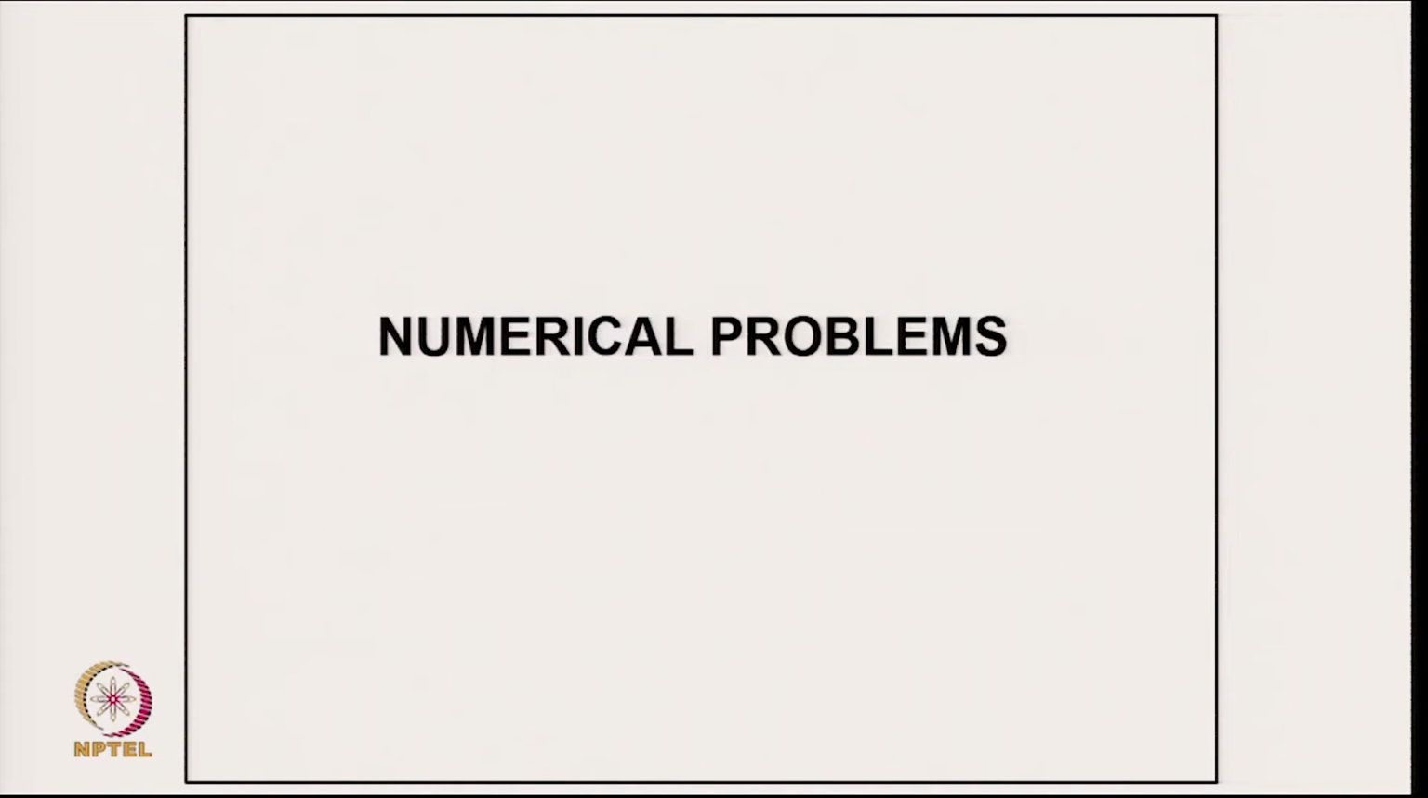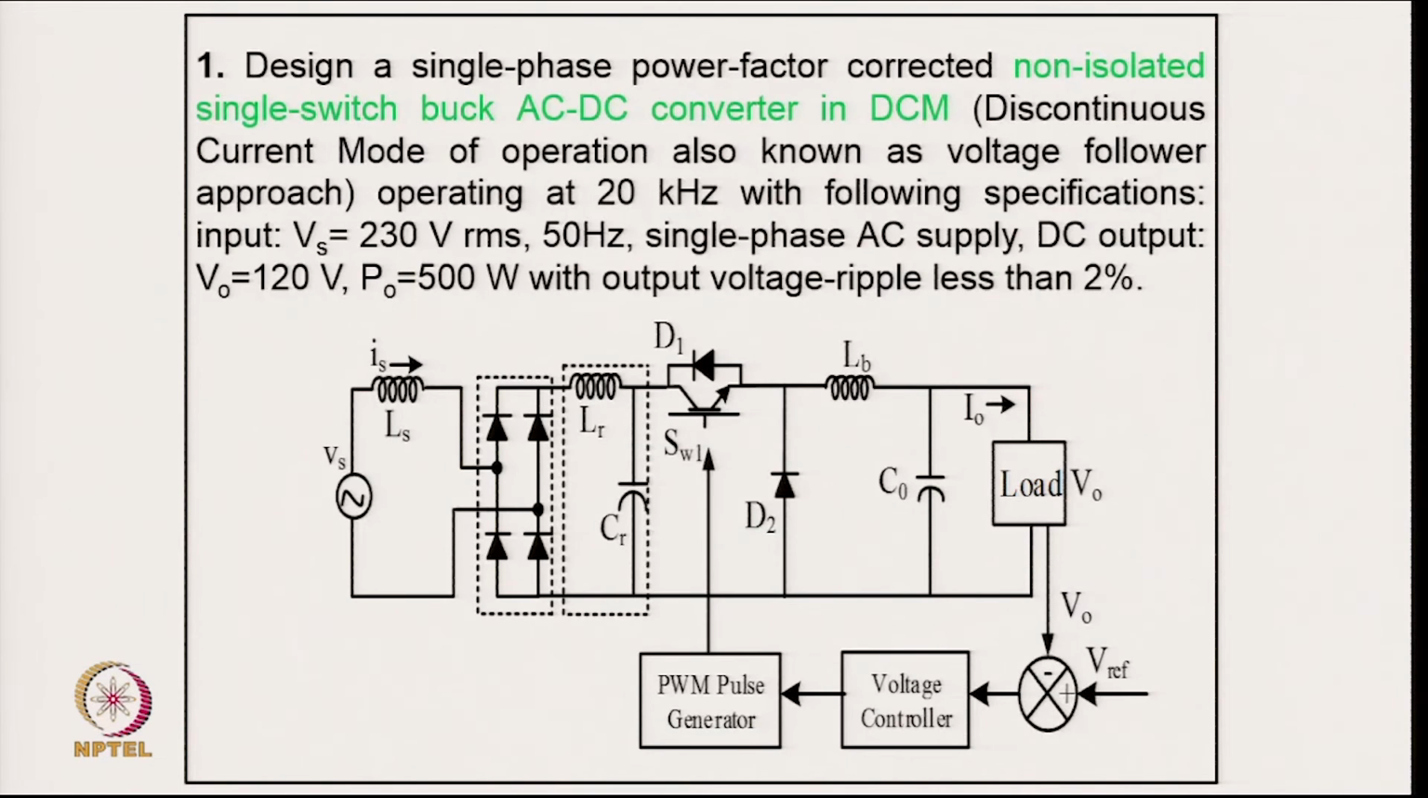With this, now we come to the numerical examples or numerical problems on these converters. Design a single phase power factor corrected non-isolated single switch buck AC/DC converter in discontinuous conduction mode, also known as voltage follower, at 20 kilohertz, with the following specification: 230 volt, 50 hertz single phase AC supply, and DC output of 120 volt and 500 watt with the output voltage ripple less than 2%.